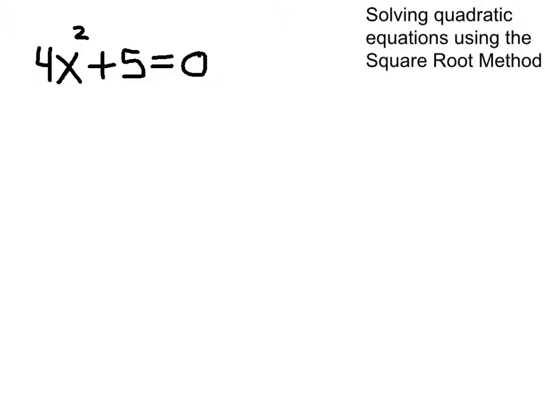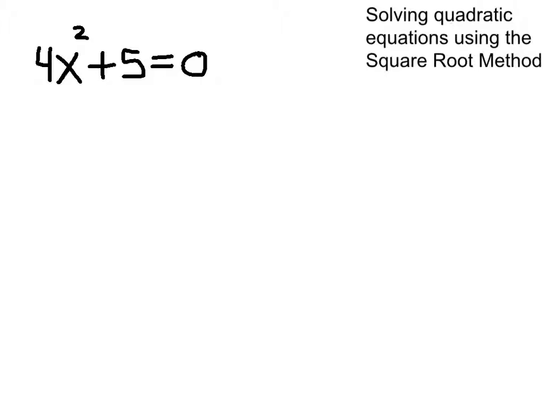Hi, welcome back. Okay, now we're going to take a minute and look at solving quadratic equations using the square root method. This would be a good problem to use the square root method because this one is missing the middle term. If you look right here, you go from the x squared to the plus 5. So a good candidate for this.